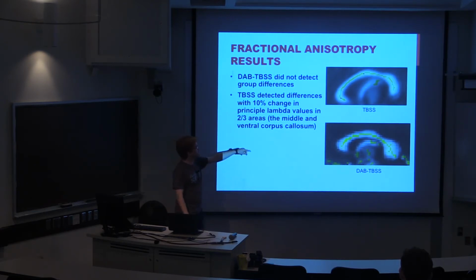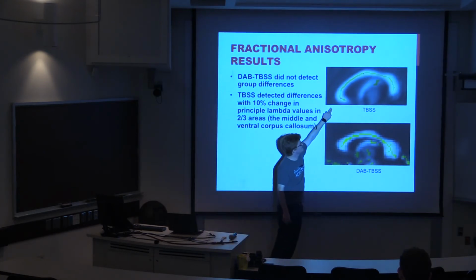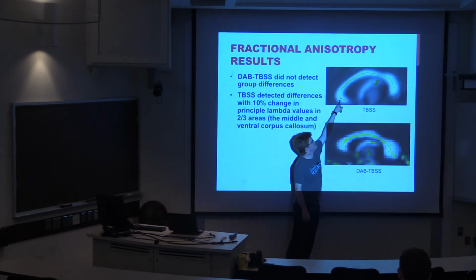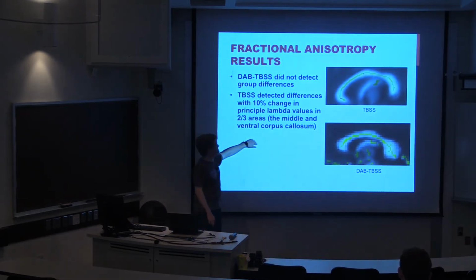So you can see right here. This is the result using regular TBSS, which managed to detect statistically significant differences there, but not in the dorsal corpus callosum. And then mine didn't actually detect the differences. DAB-TBSS didn't detect differences, period, when it was just measuring fractional anisotropy.